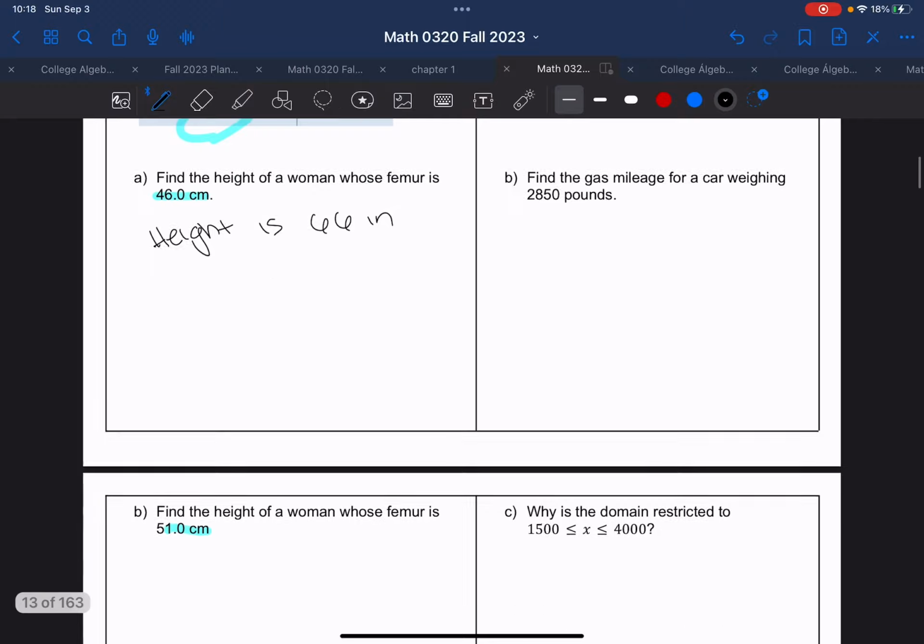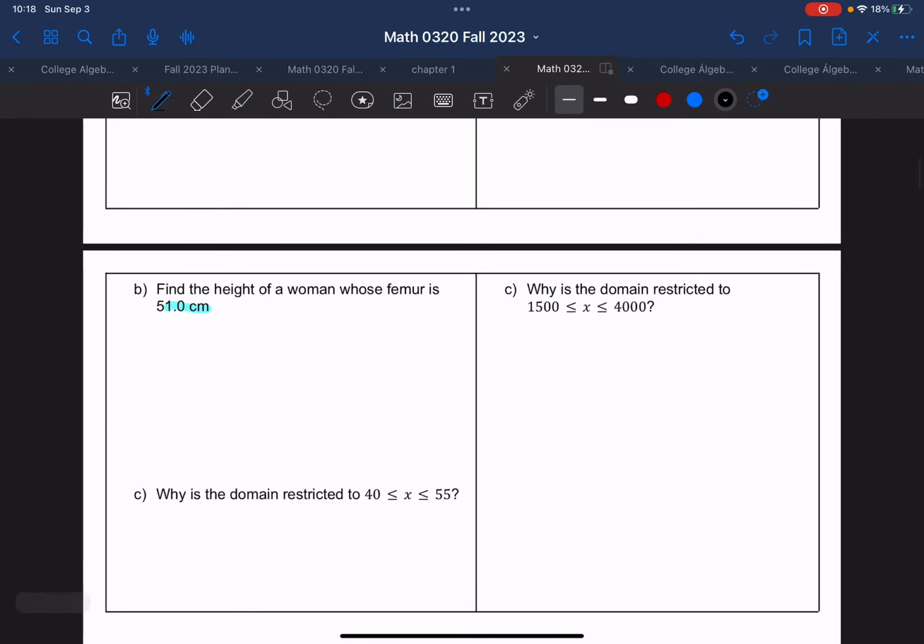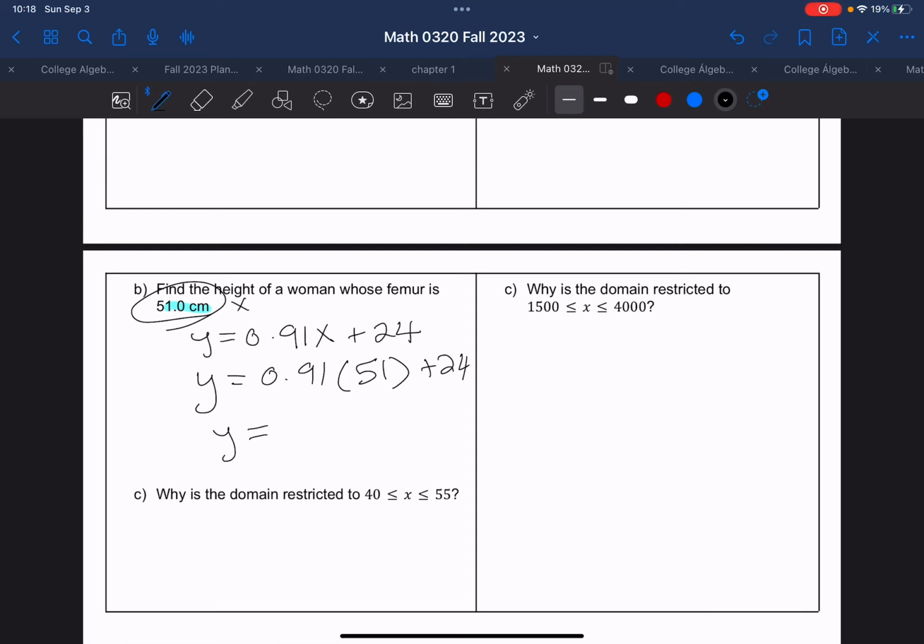Plugging into our relation of y is equal to 0.91x plus 24, this 51 centimeters is our x value. So we have y is equal to 0.91 times 51 plus 24. If we type that out into our calculator, we get y is equal to 70.41 inches. And that is our answer.